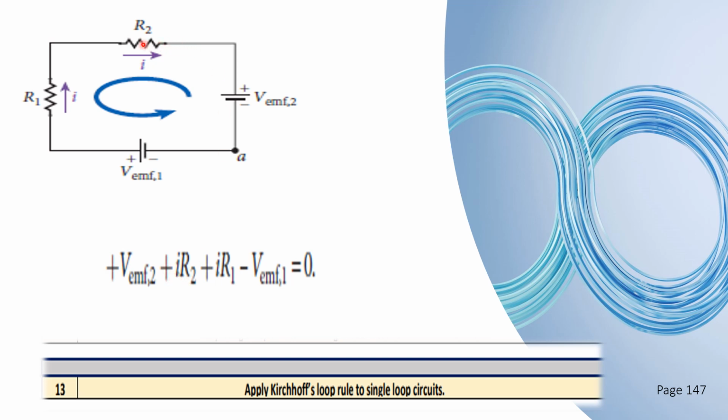We continue, the loop will continue this way. Also here it's opposite to the direction of the current, so we need to have plus I R1. We continue, the loop continues here and goes to this battery. Here the loop is leaving from the negative side, so you have to include minus V_EMF1. All of them are equal to 0. Next slide.